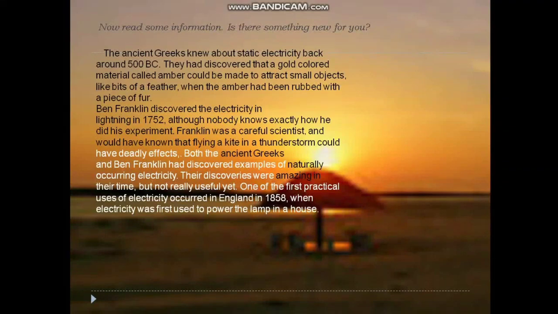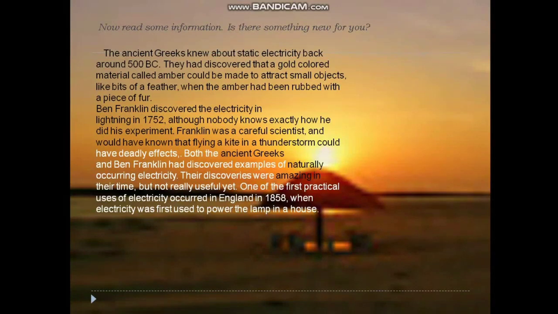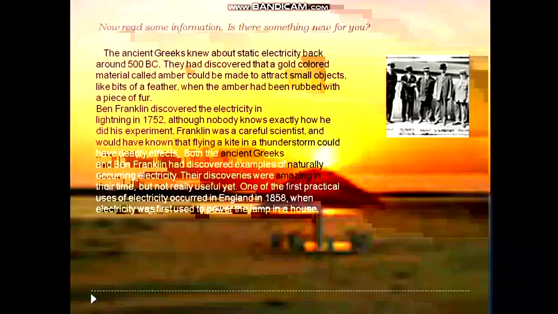Ben Franklin discovered the electricity in lightning in 1752. Although nobody knows exactly how he did his experiment, Franklin was a careful scientist and would have known that flying a kite in a thunderstorm could have deadly effects. Even though both the ancient Greeks and Ben Franklin had discovered examples of naturally occurring electricity, their discoveries were amazing in their time but not really useful yet.